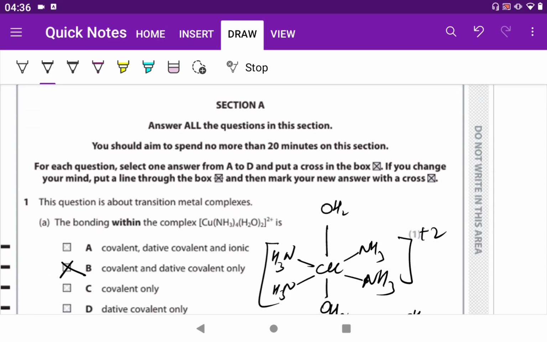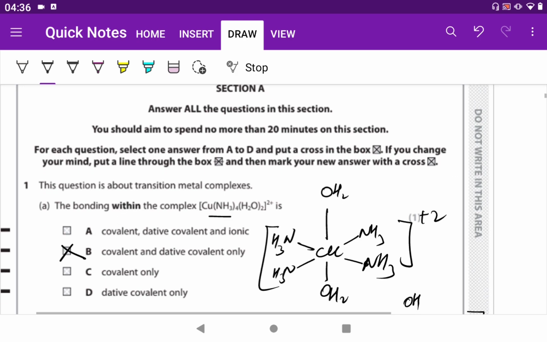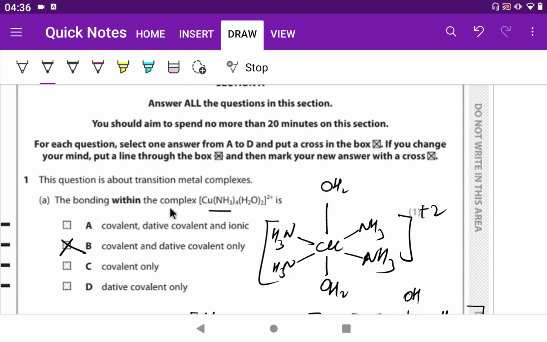I'm on section A. The first question is about transition metal complexes, the bonding within the complex. So the bonding within this complex is, there is no ionic bond, so A is not the correct answer. Only covalent and only dative? No, it has both covalent as well as dative bonds, so B is the correct answer.